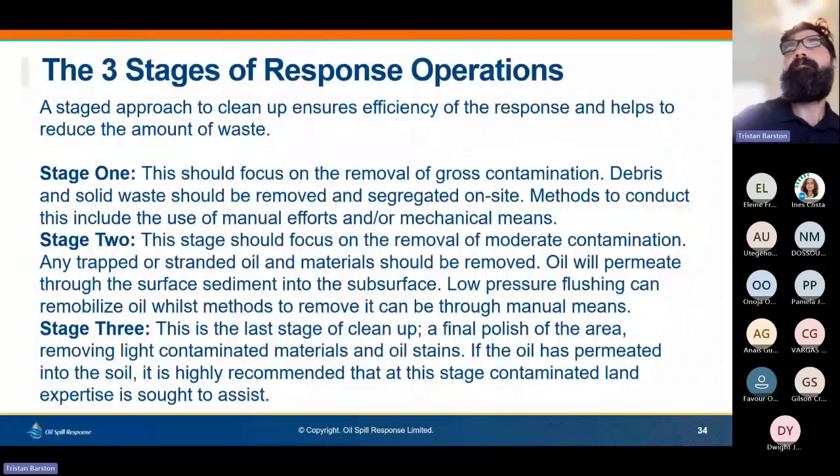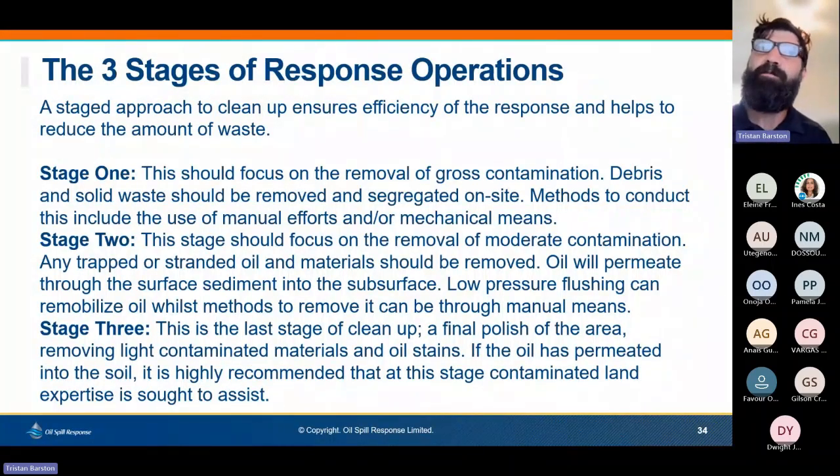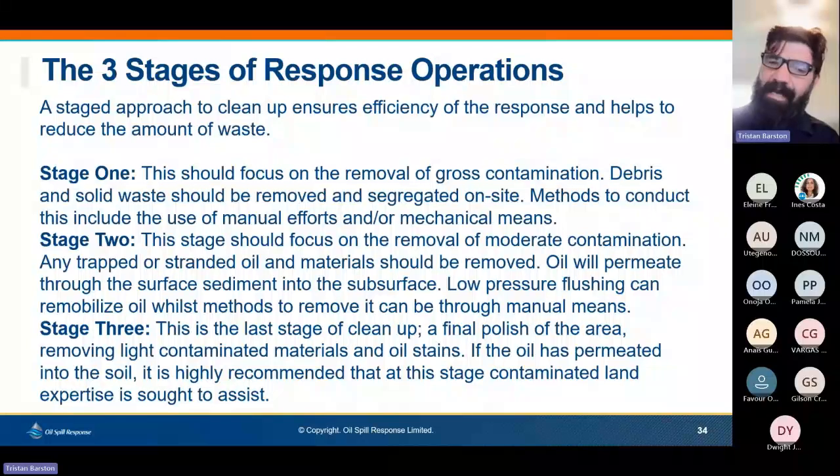So how do we do that? We do that using the 3 stages of response operations. And again, I'm not telling you anything that you don't already know or could guess. So obviously, the first stage, the incident's happening. What we are focusing on doing is to prevent that impact from getting any worse. We do that by focusing on the removal, or at least the containment, of as much of that oil that has been spilt as possible. We also want to keep the amount of additional debris down to an absolute minimum.